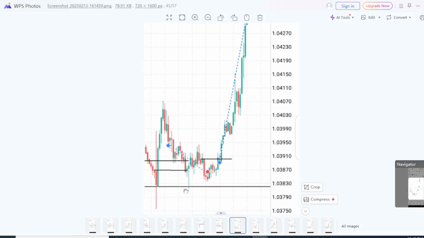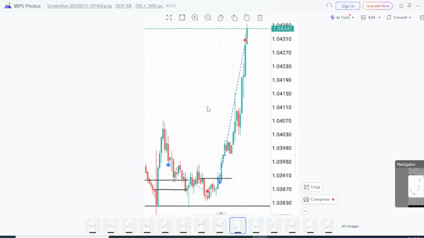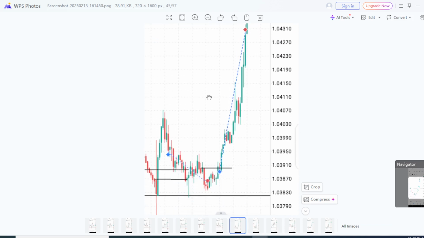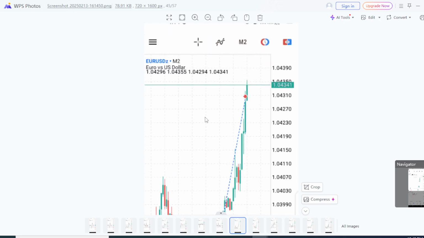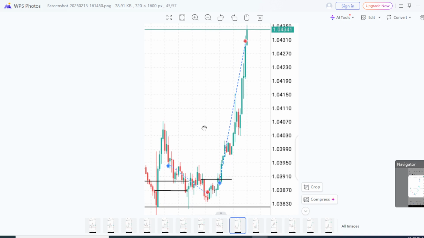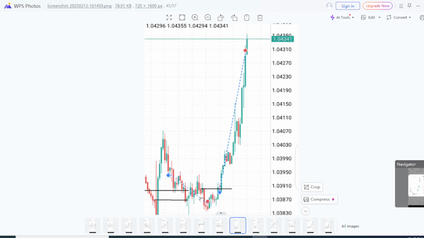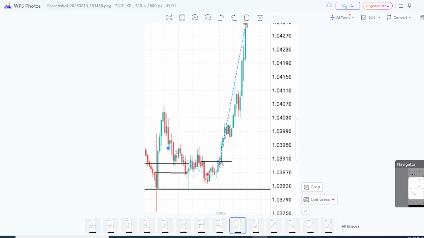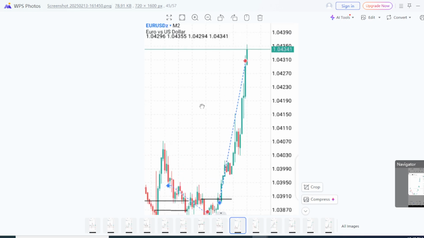My stop loss was here. So look at the movement. Very beautiful delivery. No drawdown, price continued to go higher. Very beautiful trade. I think it was 1 to 6 on this trade. My entry here, stop, yeah, 1 to 6 or 1 to 7 on this trade. Very beautiful trade on the 2 minute time frame.